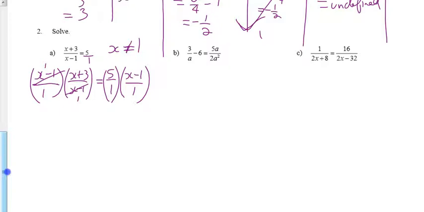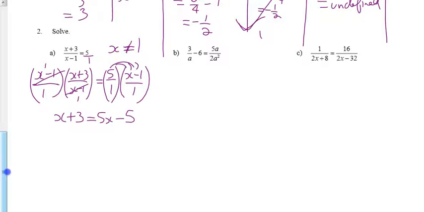So this term here is x plus 3. And this term here is 5x minus 5. So we're just going to multiply, right? Distributive law. 5x minus 5. And then we just want to solve this now, right?